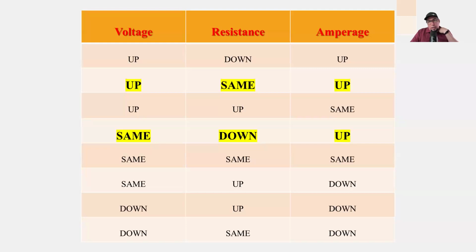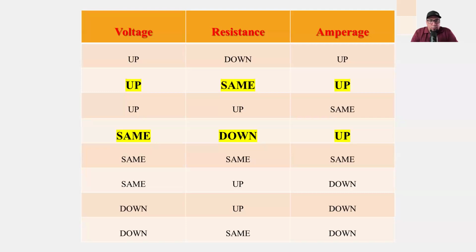Now, how these 3 things interact with each other. If voltage goes up, amperage goes up with it. The ones that are highlighted are the main ones that happen in reality. You can look at the whole chart, and I encourage you to, but these two, row number 2 and row number 4, are the main ones that really happen the most. So if we have a voltage spike in a car, we have to understand that the amperage can go up with it.